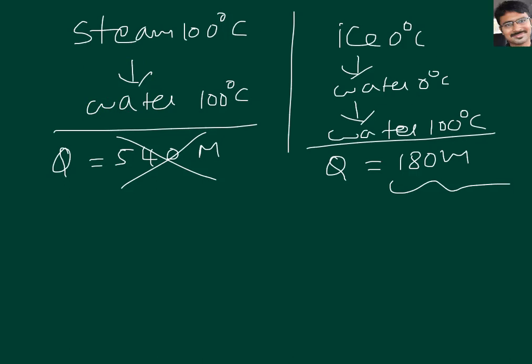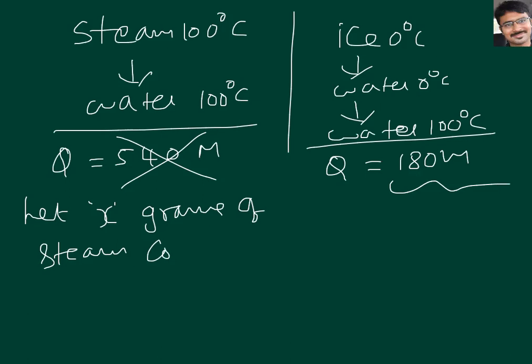Let x grams of steam be condensed. Condensed is nothing but steam to water. So there is no need for the total mass m grams to be condensed. Only x grams of steam condensed will be sufficient. What is that x, sir? We will find that out.